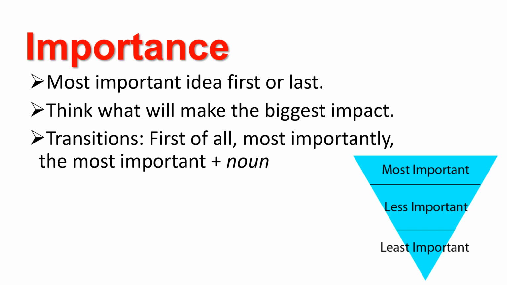The third type of logical ordering I want to talk about is importance. Now, if we are making an argument for or against something, we want to decide which of our arguments is the strongest argument, which is the most important idea. And then do we want to put that idea first, or do we want to put that last in our paper or presentation? We want to think about what would make the biggest impact to our audience.